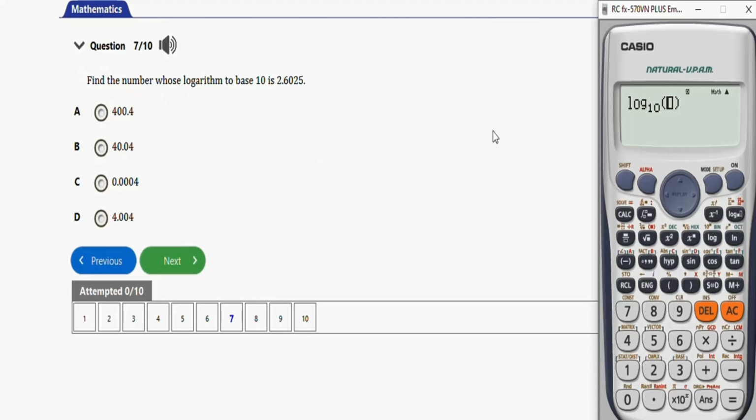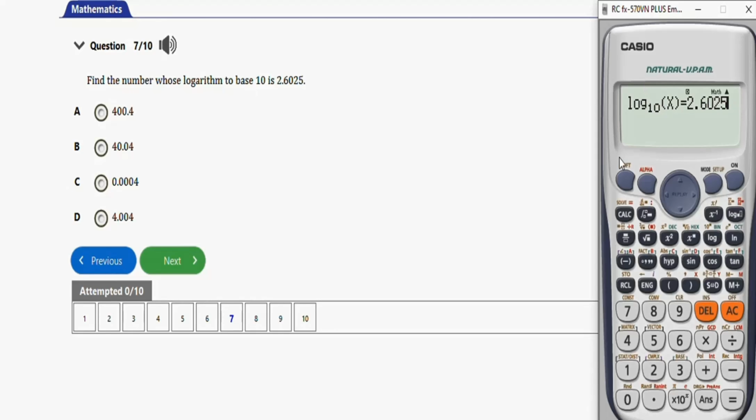So guys, we're going to make use of the equation solver, so follow me. So this will be log base 10. When you come here, this will be your x. We are looking for the x value here. Equals, alpha and this calc button, 2.6025. Alright, so find a number whose logarithm to base 10 is this. So this is what it means. This is how you're going to present it.